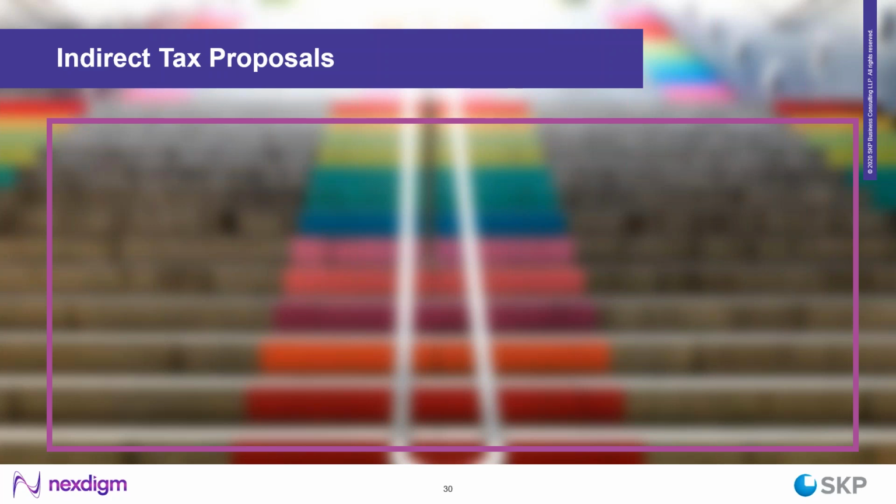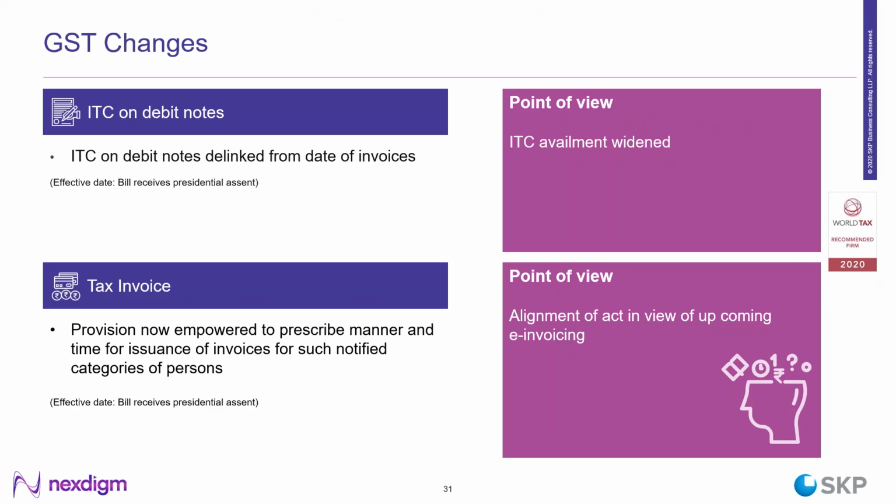I will be taking you through the indirect tax changes, which mainly comprise GST changes and customs changes. Starting with the GST changes, the first one being a minor change in the provision relating to taking input tax credit on a debit note.